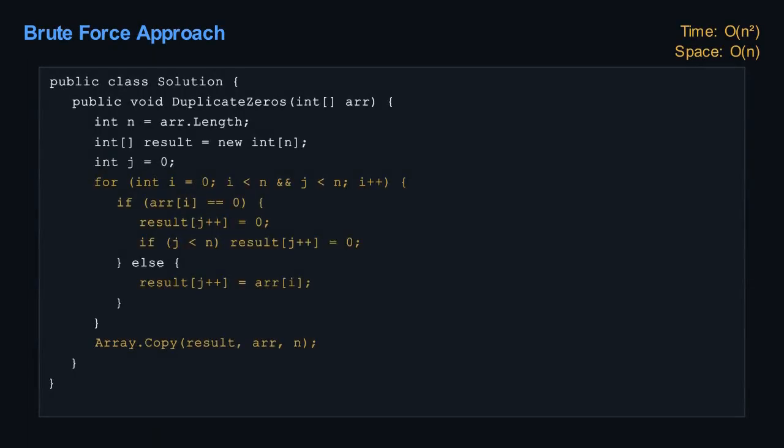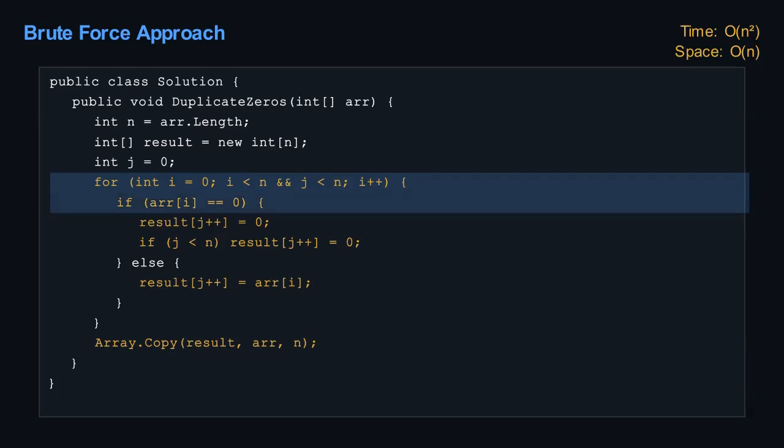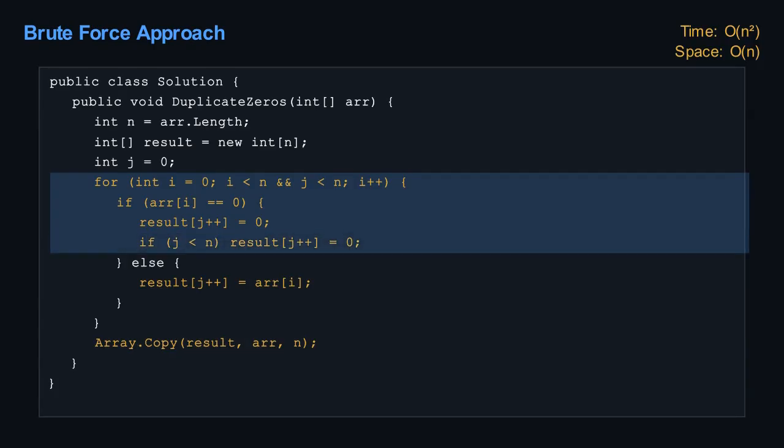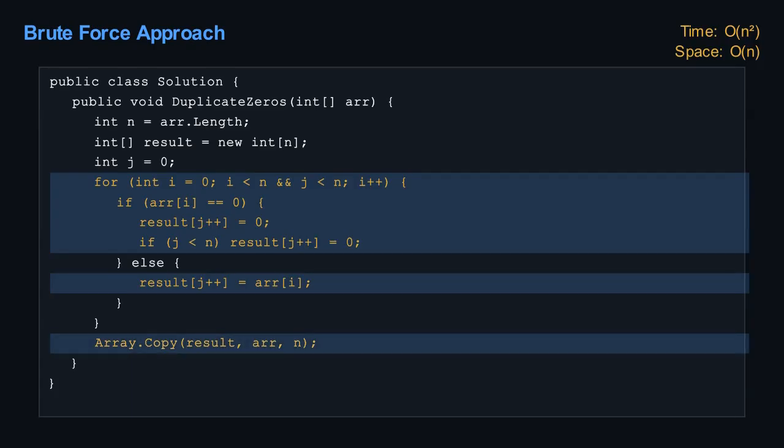A straightforward but inefficient approach involves iterating through the array. When a zero is found, we shift all elements from that point to the right by one position, then insert the duplicate zero. This shifting operation itself takes linear time for each zero. If there are many zeros, or zeros appear early in the array, we're repeatedly shifting large portions. This leads to a quadratic time complexity in the worst case, as each shift could involve iterating through nearly the entire remaining array. Space complexity would be constant if done purely in place, but often this leads to a temporary auxiliary array for easier handling, making it linear.